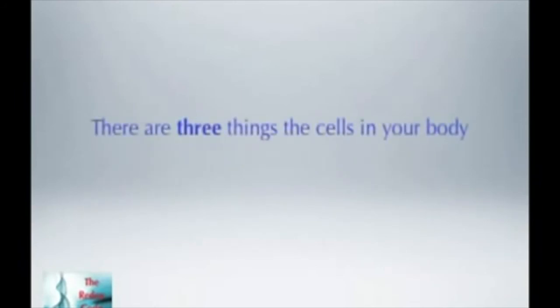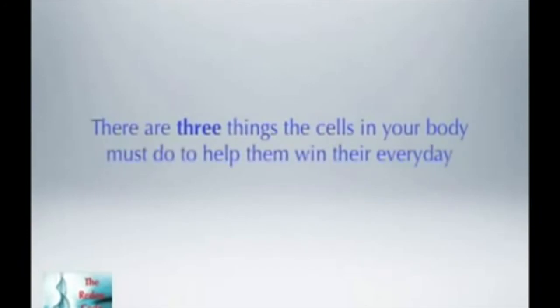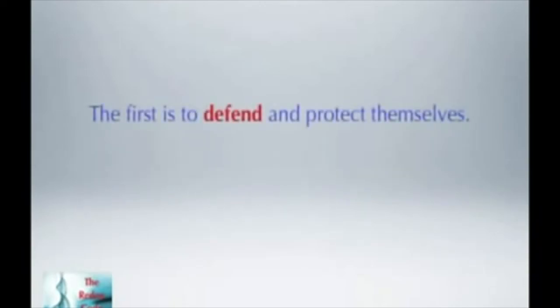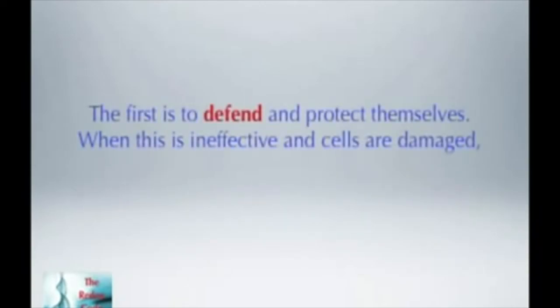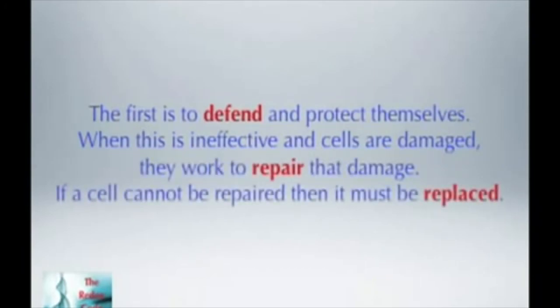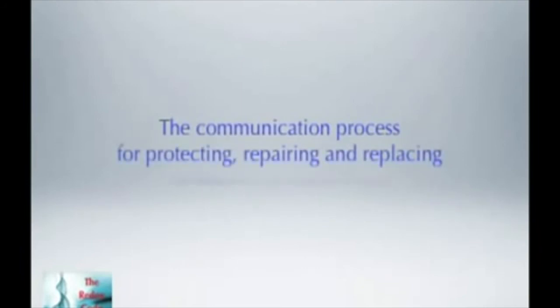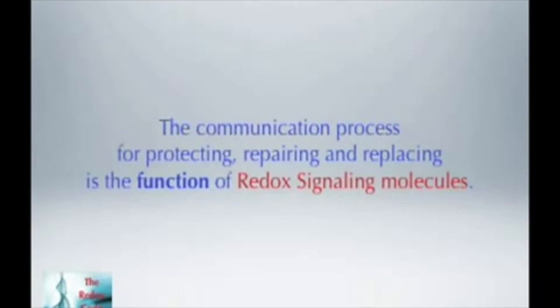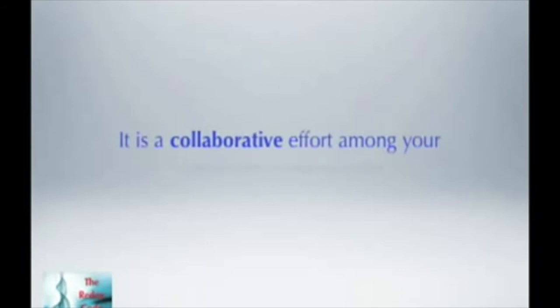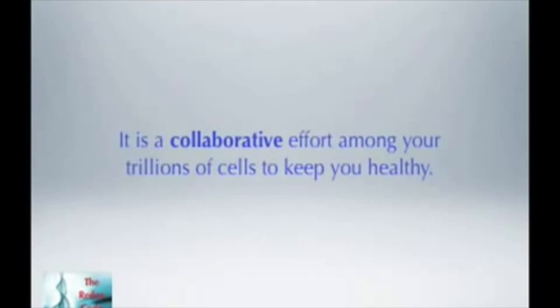Now, there are 3 things the cells in your body must do to help them win their everyday battles against damage and aging. The first is to defend and protect themselves. When this is ineffective and the cells are damaged, they work to repair that damage. And if a cell cannot be repaired, then it must be replaced. The cell communication process for protecting, repairing, and replacing is the function of the redox signaling molecules. It's a collaborative effort among your trillions of cells to keep you happy, to keep you healthy.